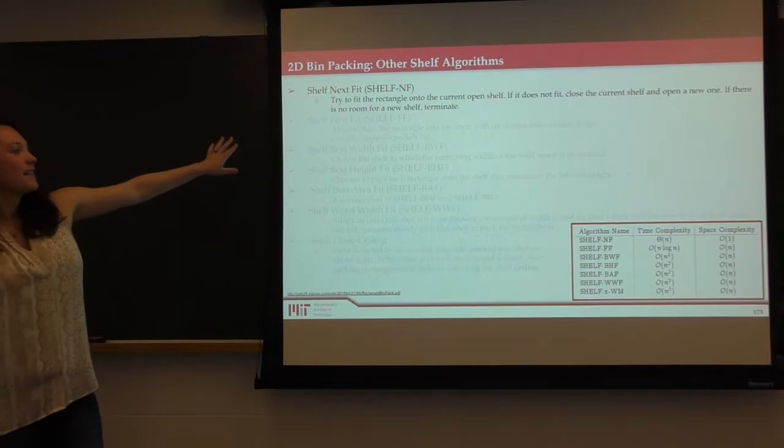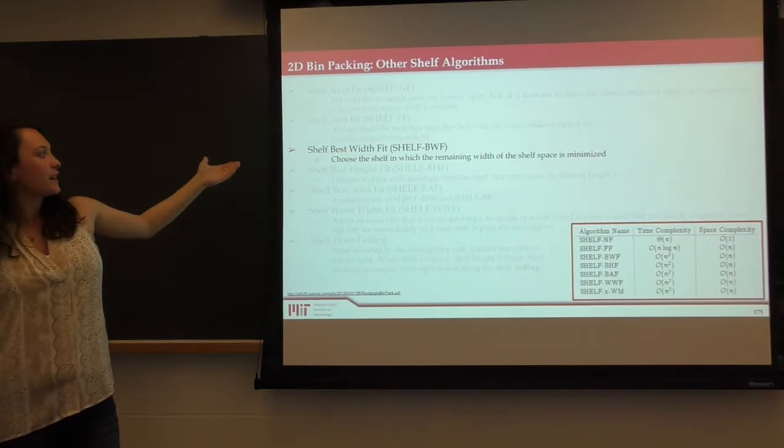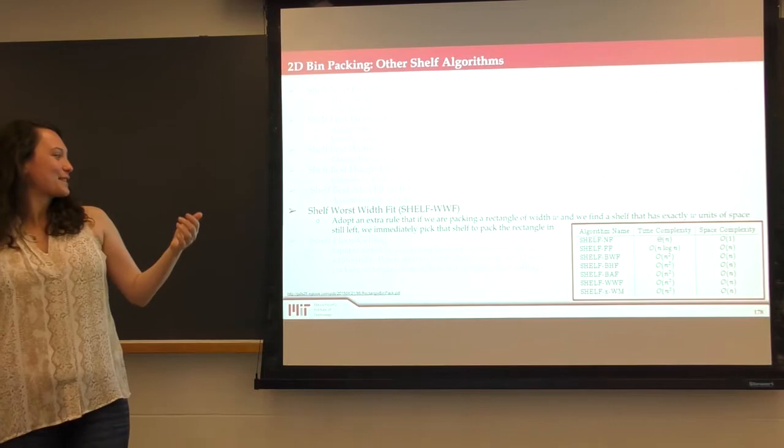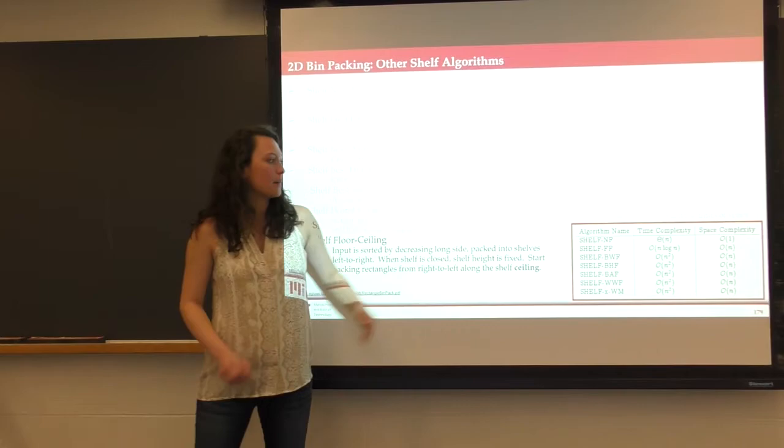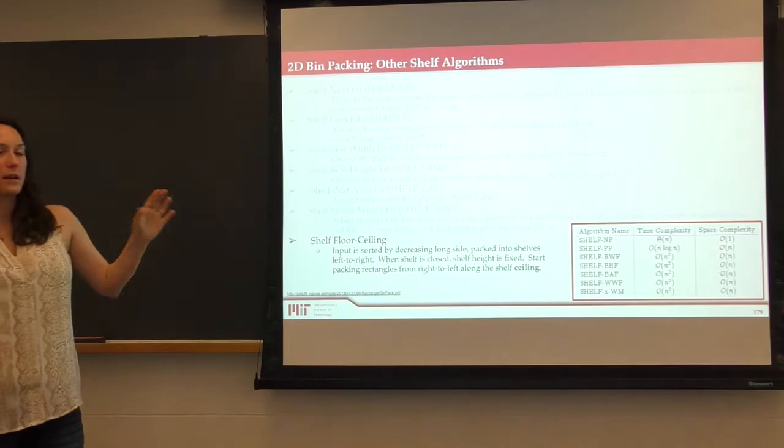And there's a lot here. As I said, there's shelf next fit, first fit, best width fit, best height fit, best area fit, worst fit, and floor ceiling. You can see that they all have about the same time complexity and space complexity. Some perform a little better than others, but we can talk about that after if you'd like.